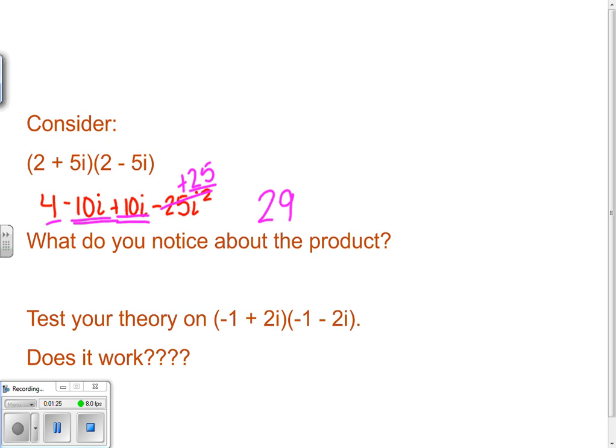The reason it seems as though they're canceling is because this sign is positive and that sign's negative. The complex numbers themselves are the same. We have a 2 and a 5i, but one's positive and one's negative, and so they cancel. Test your theory on negative 1 plus 2i and negative 1 minus 2i. Pause the video and FOIL it. See if your answer becomes real.